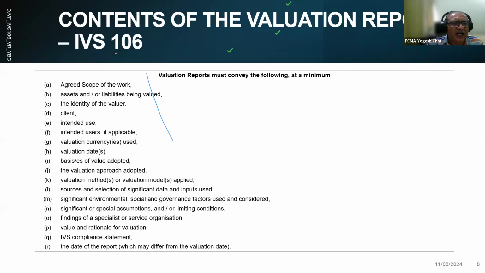Now, if you have gone through the guidance provided under IVS 106, you will find what contents need to be incorporated in an evaluation report. That guidance is now provided in a very, very detailed manner as compared to what is provided under the old standard, that is IVS 103. These are what I have taken from IVS 106. A valuation report must convey, so this is compulsory, mandatory in nature. The valuer is under compulsion to convey this detail. That is not left to the wisdom of the valuer, not left to the choice of the valuer, not voluntary in nature.